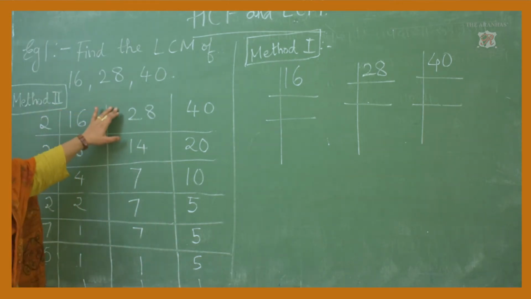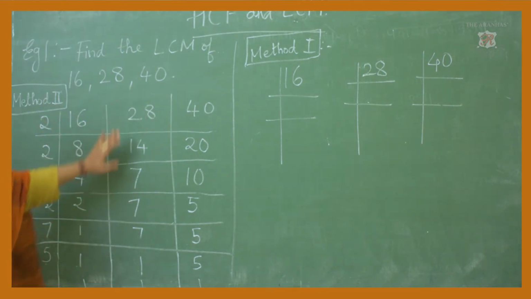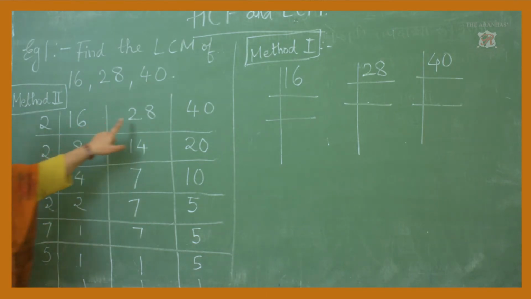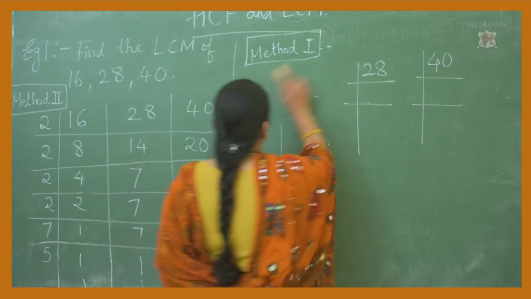See, what you have to remember is you have to start the prime factorization with 2. So divide whichever number is divisible by 2. When it is not divisible by 2, copy the same number down. So you got 16, 28 and 40, the LCM you were told to find.